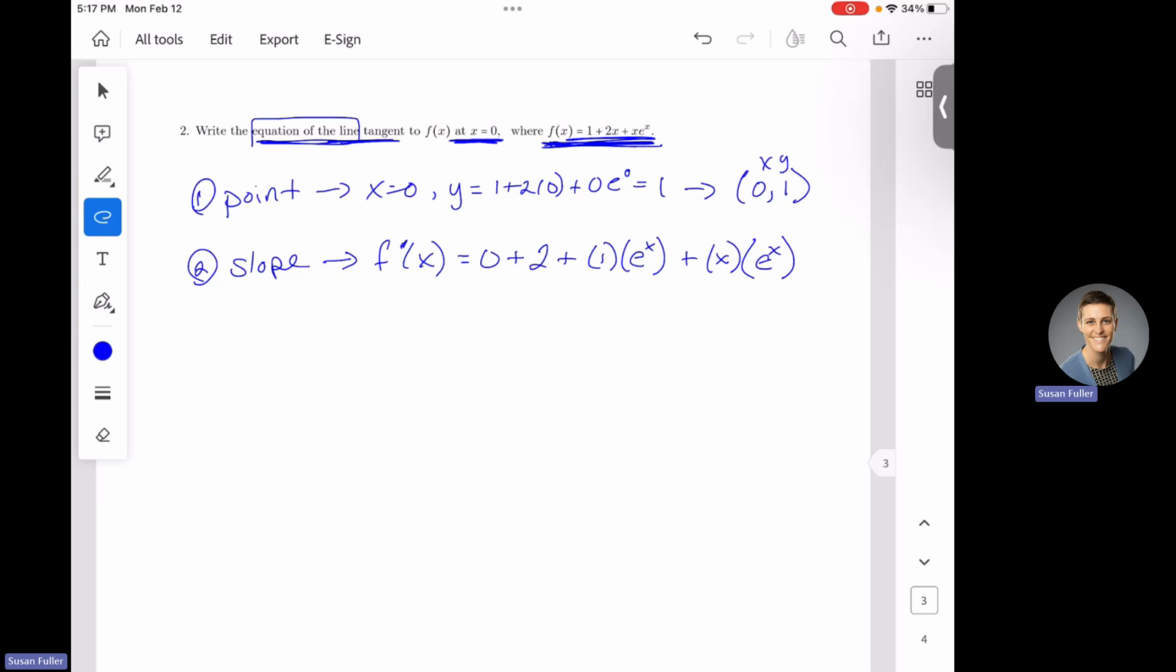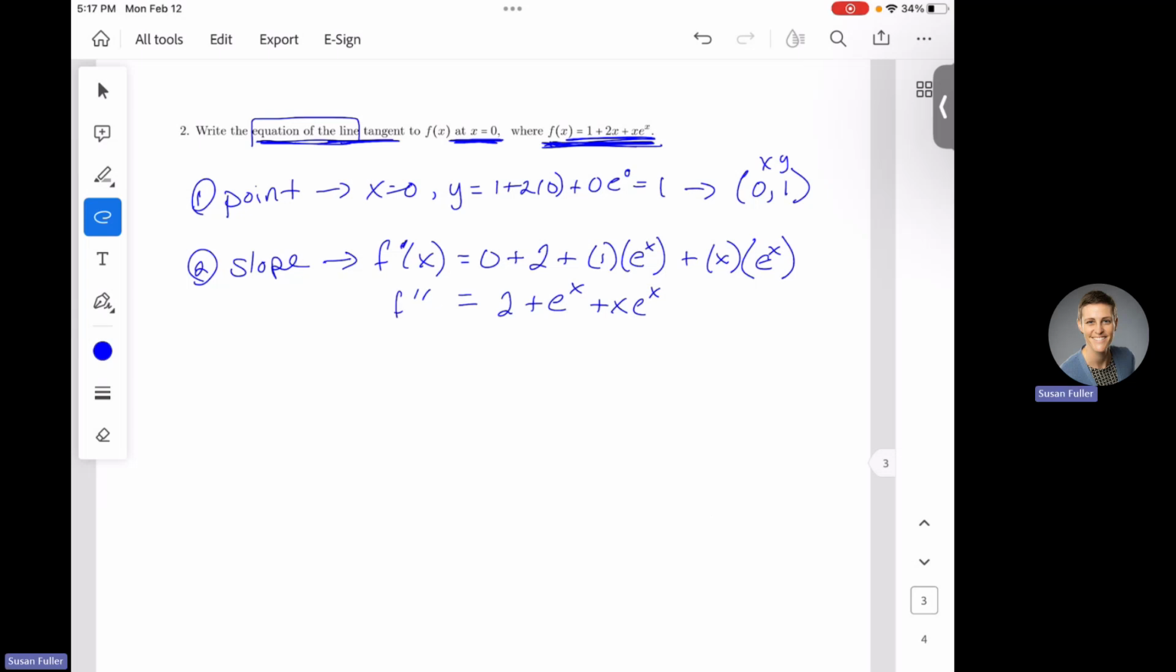So that is my f prime of x. We don't really have much to simplify here. We can just write it as 2 plus e to the x plus x e to the x. That's my derivative. So how do I find the slope of my line?